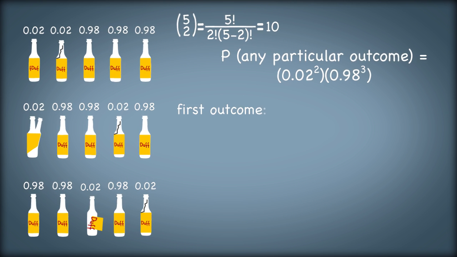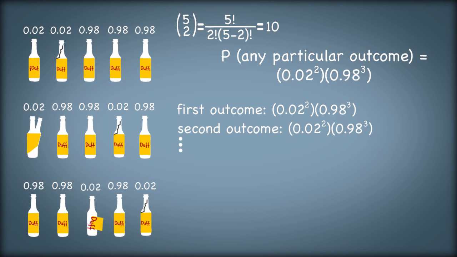It could be the first possible outcome, or the second possible outcome, or the third possible outcome, and so on until 10. That is, we're taking the union of the probabilities of each possible outcome. That is, we're summing 0.02 to the 2 times 0.98 to the 3 over and over and over again 10 times.